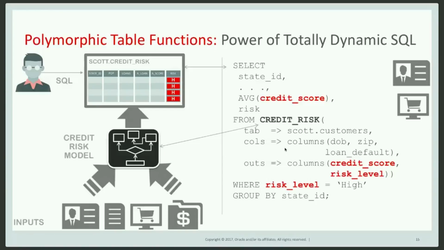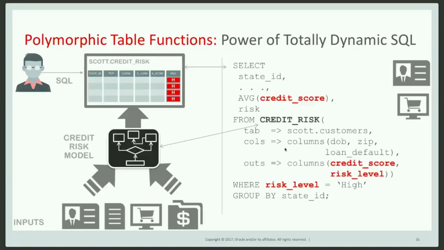And then from that table Scott.customers, we're going to add 2 new columns, which are credit score and risk level. As the results are returned, we're going to apply a filter. So we're going to put a predicate on for the risk level. We're only interested in those high customers, and we're going to do a group by. So you can see it looks and feels very much like a standard table object.